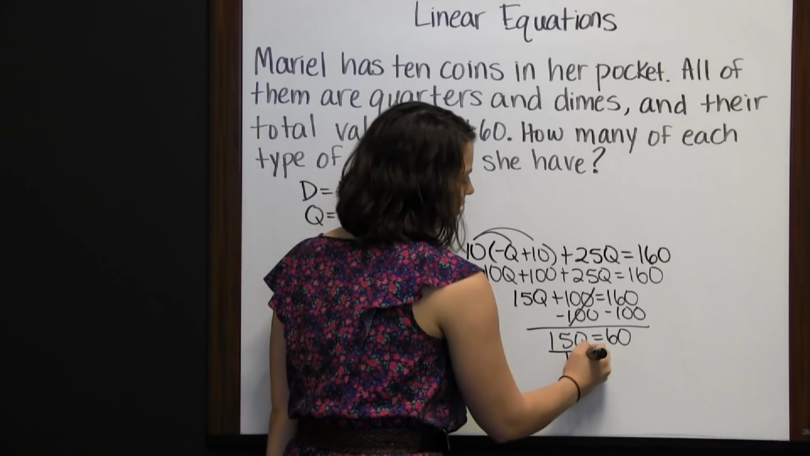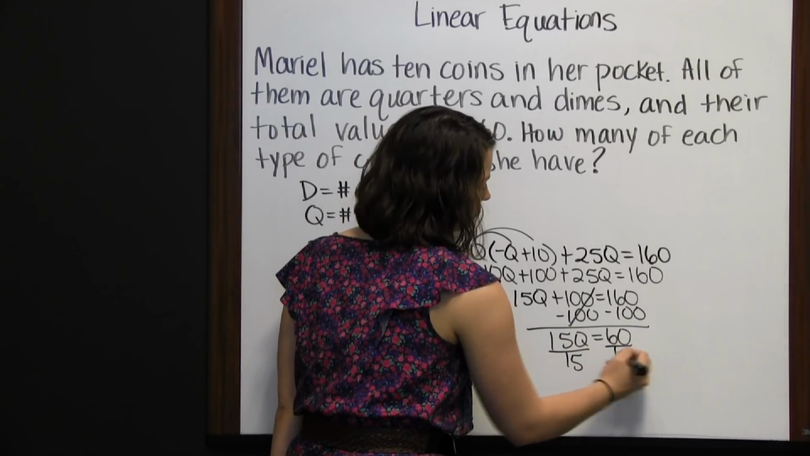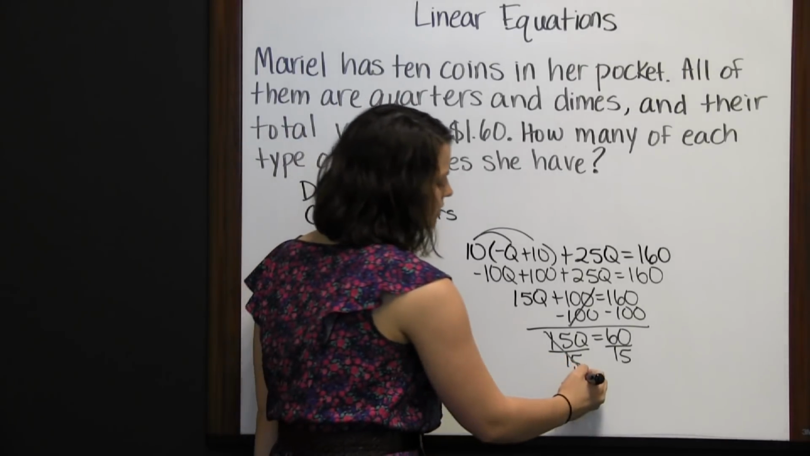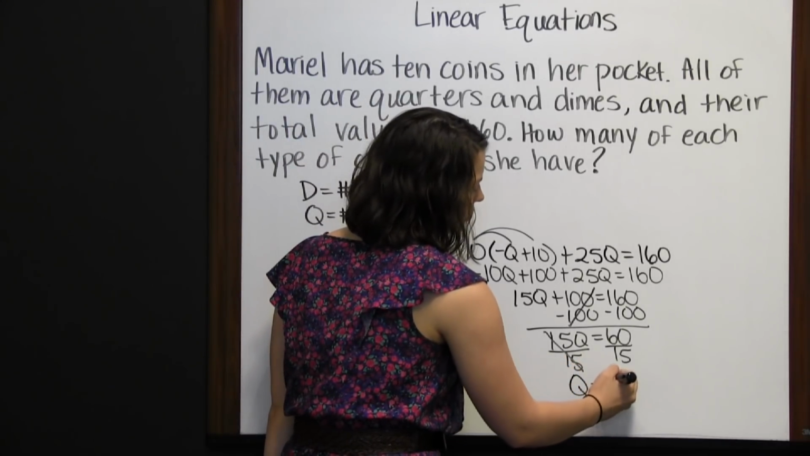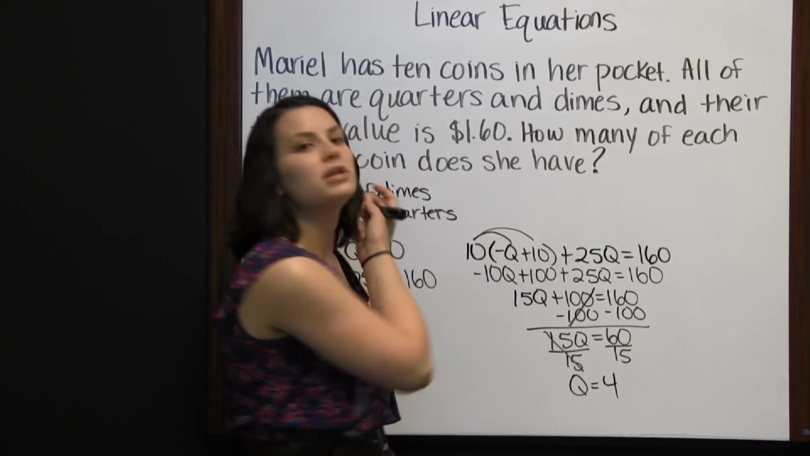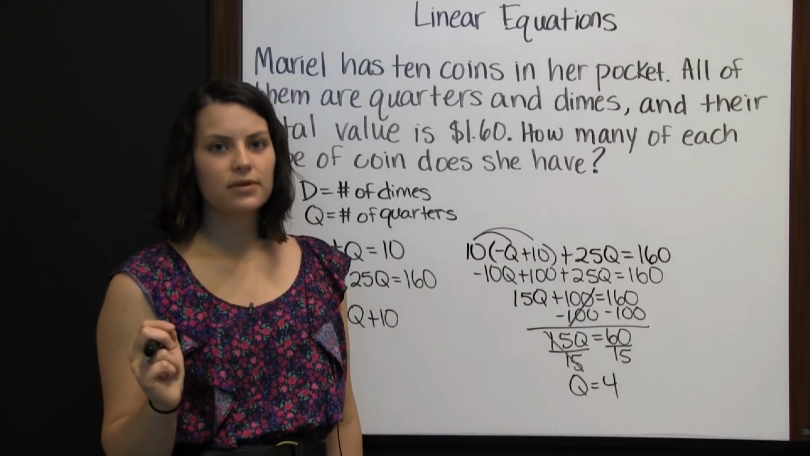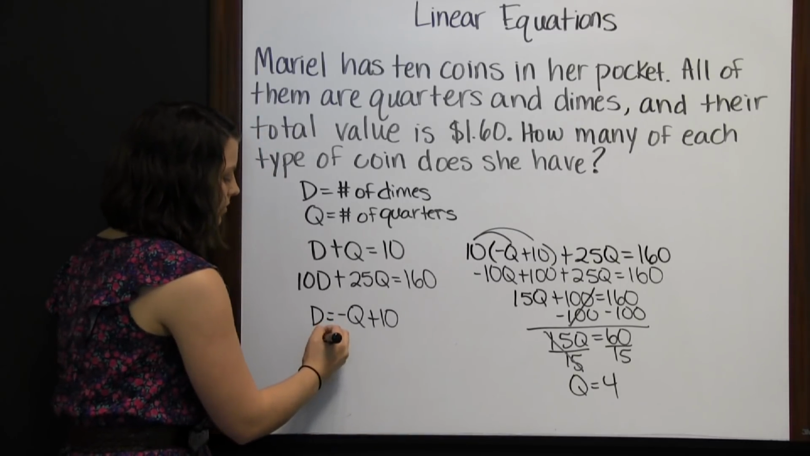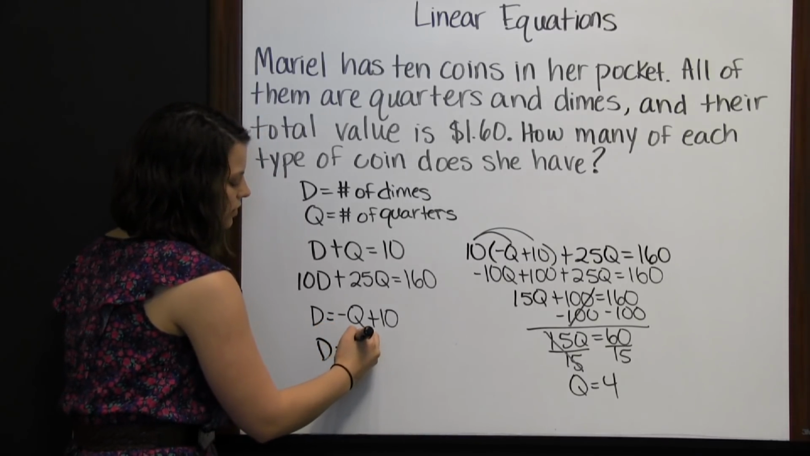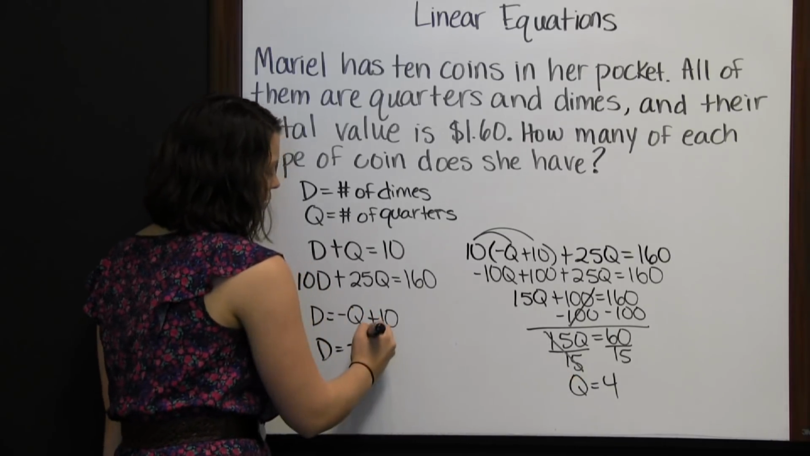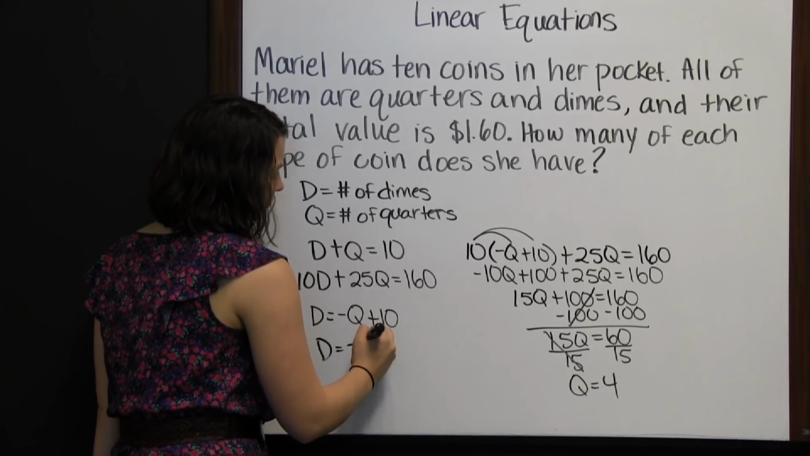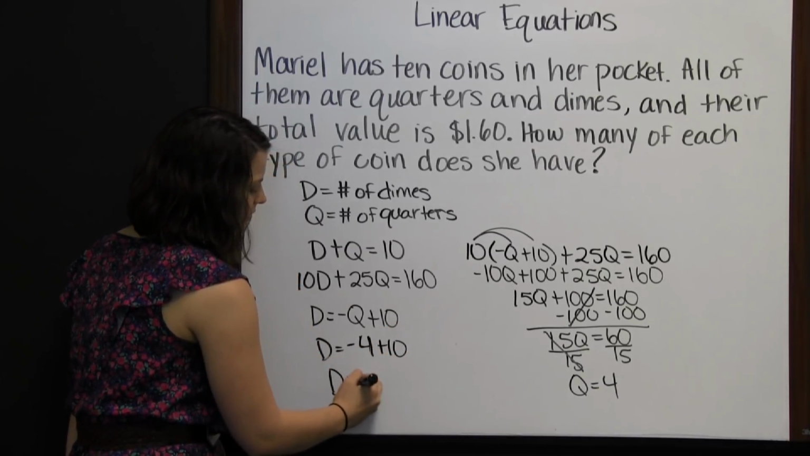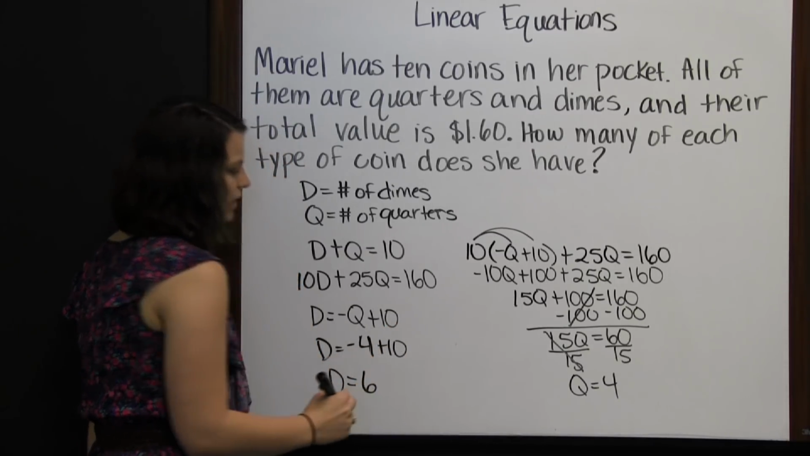Now we divide both sides by 15. 15 divided by 15 is 1, and 1 times Q is just Q. We get that Q is 4, which means she has 4 quarters. So how many dimes does she have? Well, we know that her number of dimes is equal to negative Q, so negative 4, plus 10. So her number of dimes is negative 4 plus 10, 6.